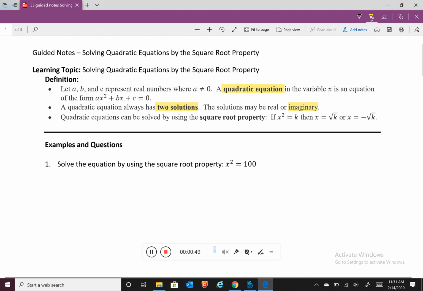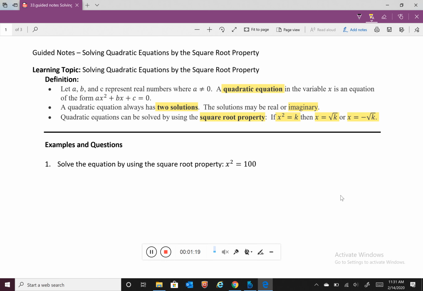To solve quadratic equations by using the square root property, we will recognize that if x squared is equal to k, where k is some constant, then x is equal to the square root of k, or x is equal to the negative of the square root of k. So that's where our two solutions come into play.